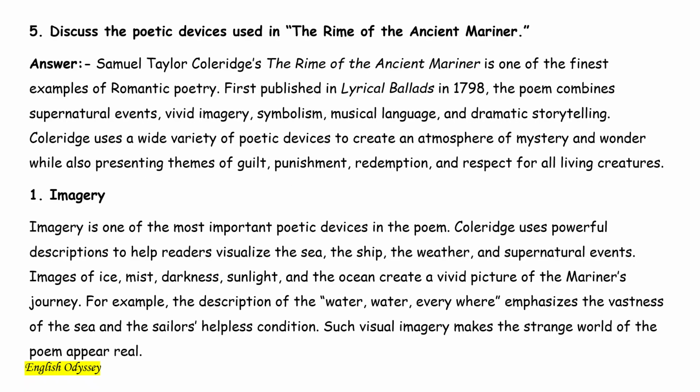Okay, now we have reached our last question, which is: discuss the poetic devices used in The Rime of the Ancient Mariner. Now, in this question, we basically have to discuss the different poetic techniques that Coleridge uses to make the poem so powerful and interesting. Some of the important devices are imagery, symbolism, supernatural elements, repetition, personification, alliteration, metaphor, and rhyme.